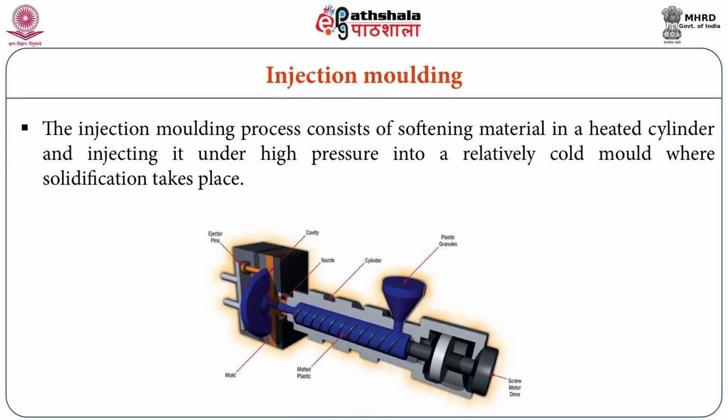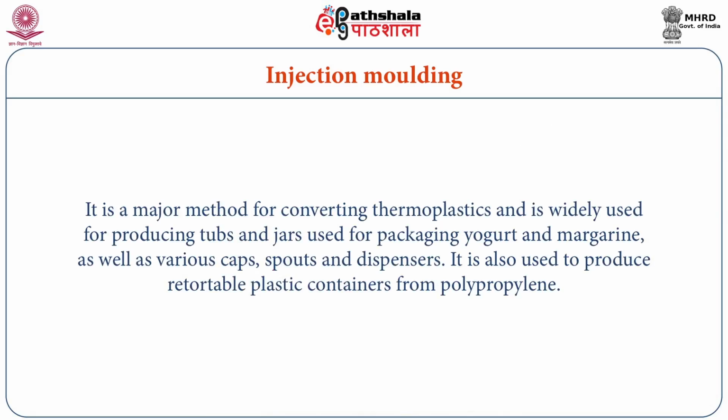Next is injection molding. This process consists of softening material in a heated cylinder and injecting it under high pressure into a relatively cold mold where solidification takes place. It is a major method for converting thermoplastics and is widely used for producing tubs and jars used for packaging yogurt and margarine, as well as various caps, spouts and dispensers. It is also used to produce retortable plastic containers from polypropylene.